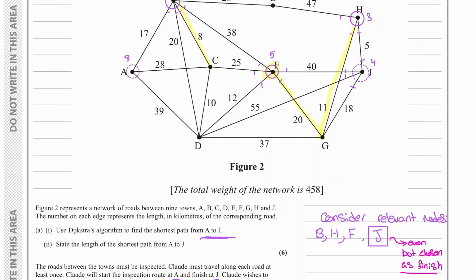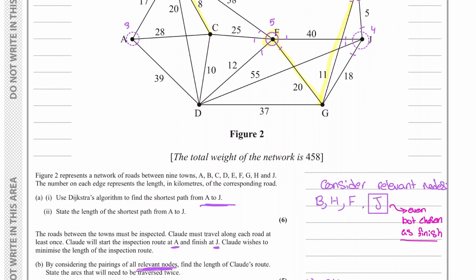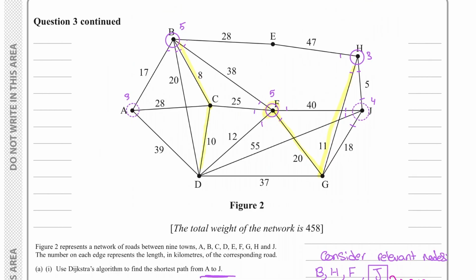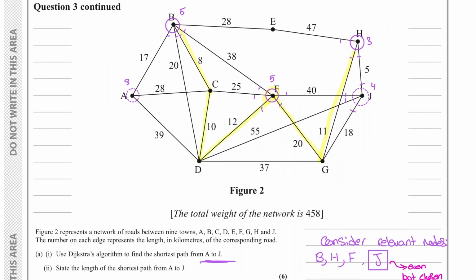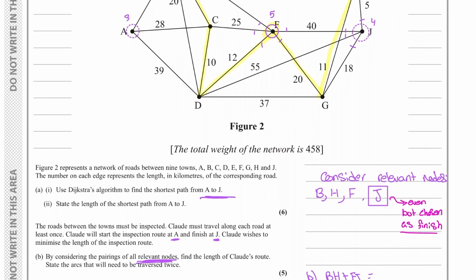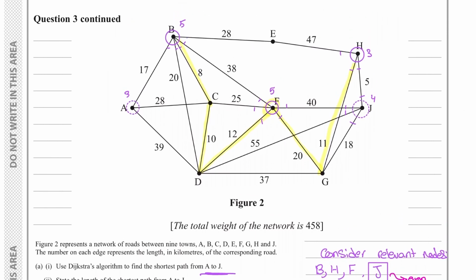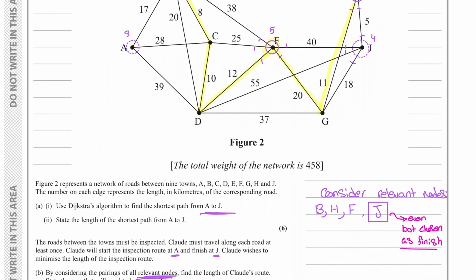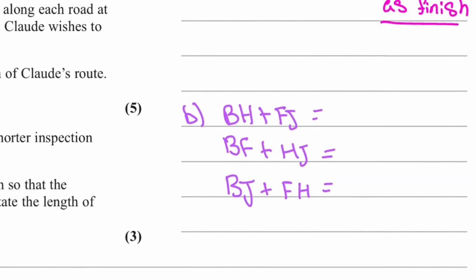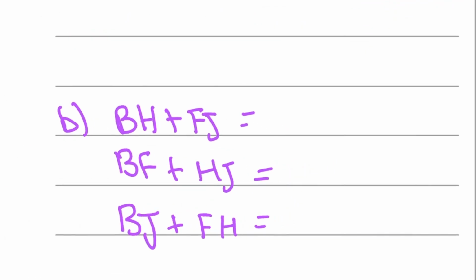So the shortest path from B to F now is going to be this 8, and this 10, and this 12. And now from this F we can go to G and we can go to H. So let's just write this down. What's that going to be? BH. So that's going to be 8 plus 10 plus 12 plus 20.